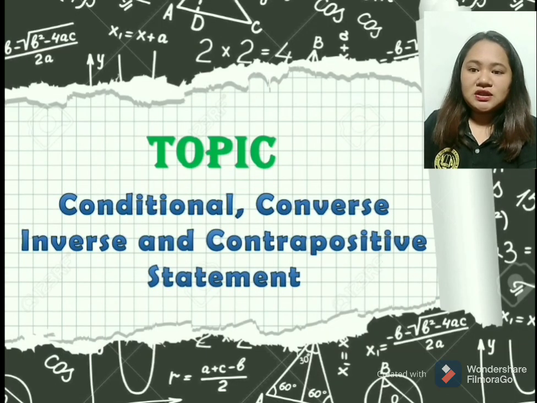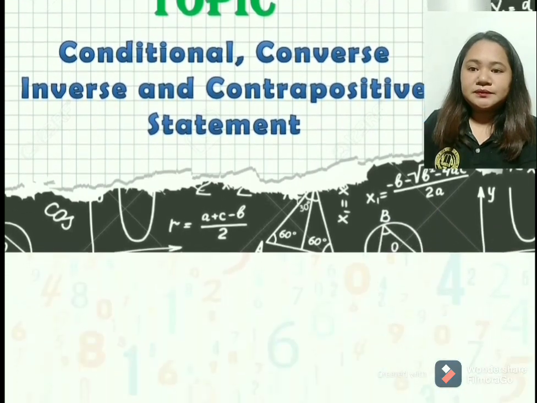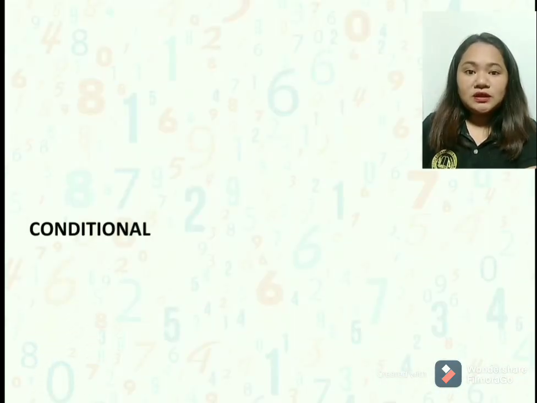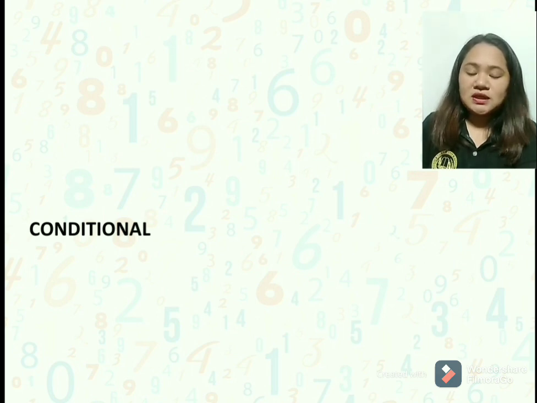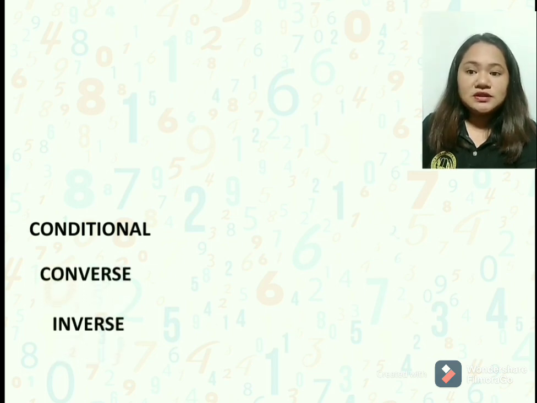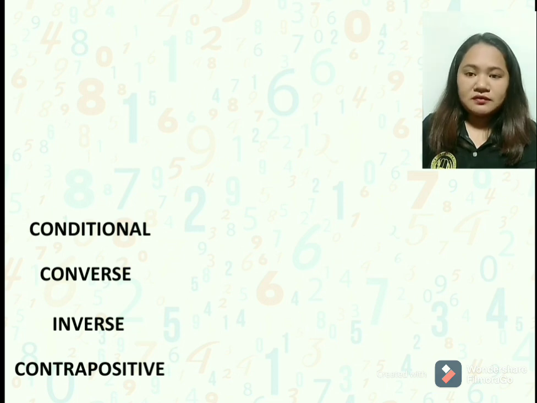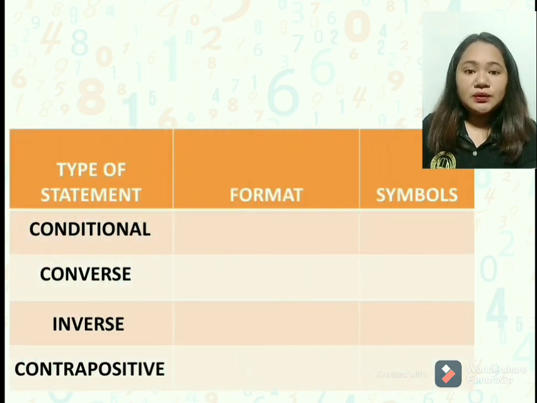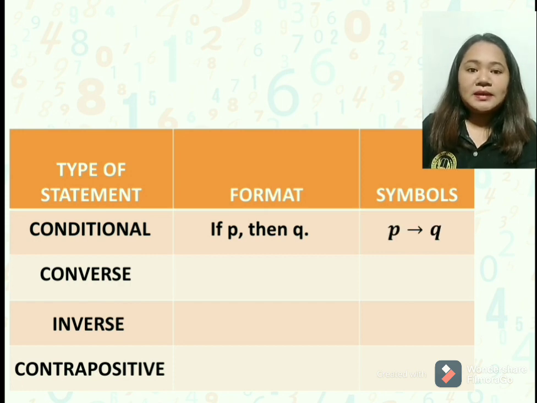Our topic is conditional, converse, inverse, contrapositive statement. From the conditional statement, we can create three statements based from the conditional statements, namely converse, inverse, and contrapositive. We already know the format in constructing conditional statement. If P, then Q. In symbols, we have P implies Q.